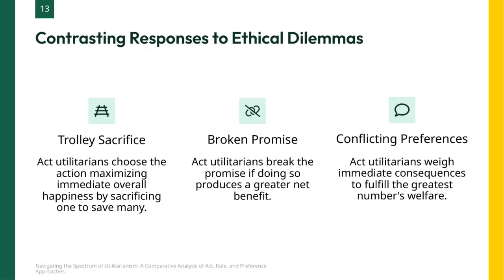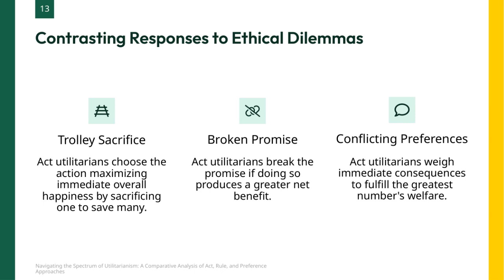Here we have three key examples illustrating how ACT utilitarians approach ethical dilemmas. First, consider the trolley sacrifice. ACT utilitarians would choose the action that maximizes immediate overall happiness, even if that means sacrificing one person to save many. This reflects their focus on outcomes rather than strict rules.